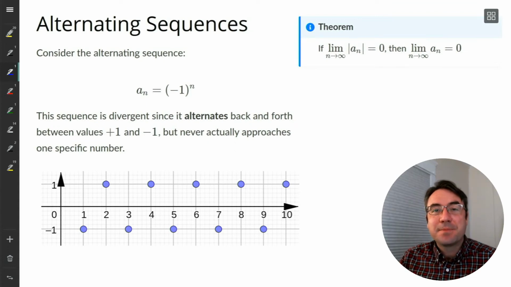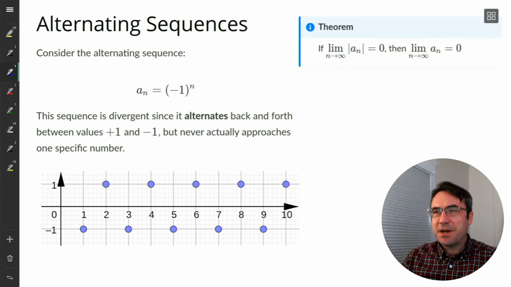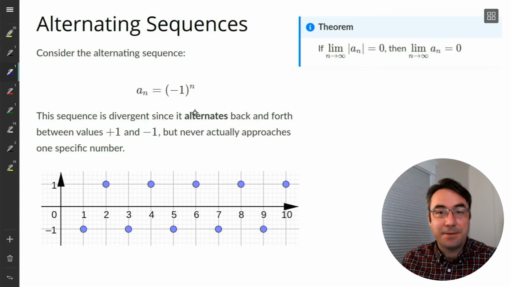All right, welcome everyone. Today we're going to keep talking about sequences, and we're going to start kind of where we left off last time. So we're going to come back to this idea of alternating sequences. So we looked at this last time where we have this gadget -1 raised to the power n.